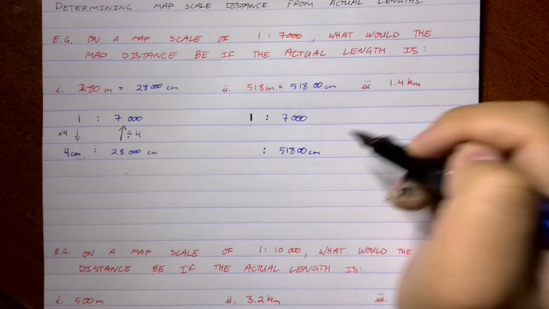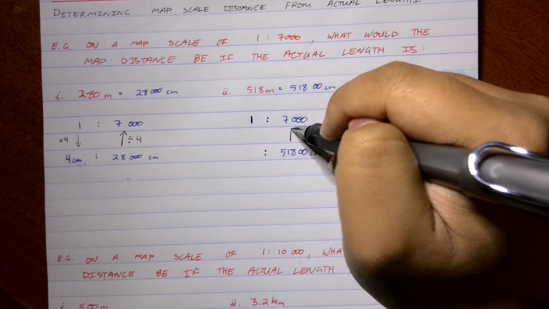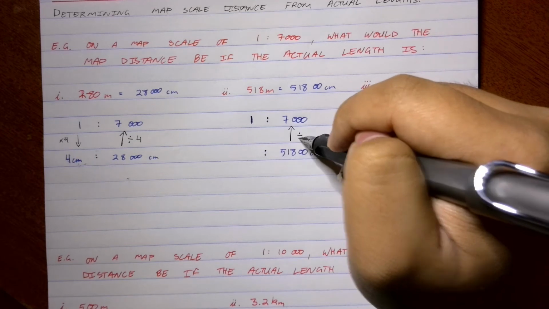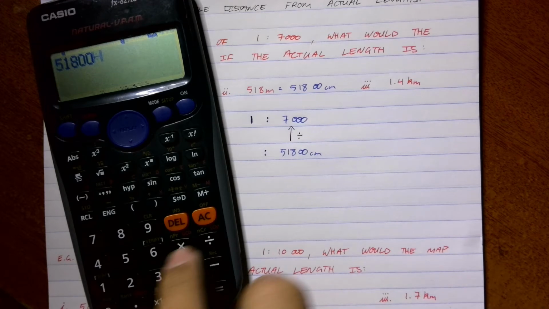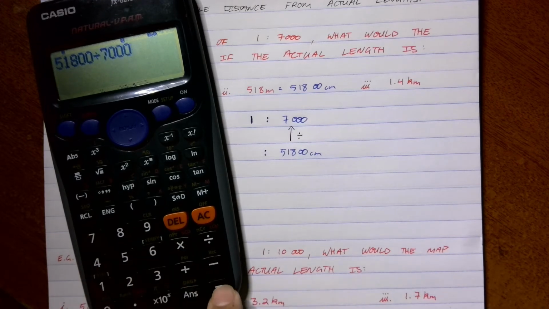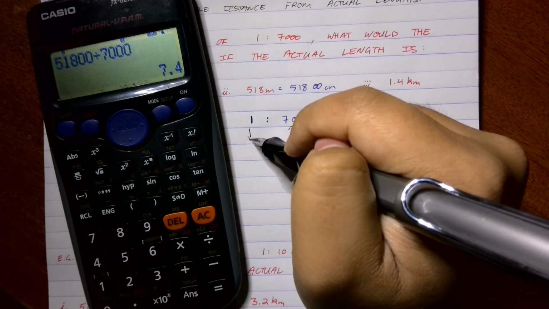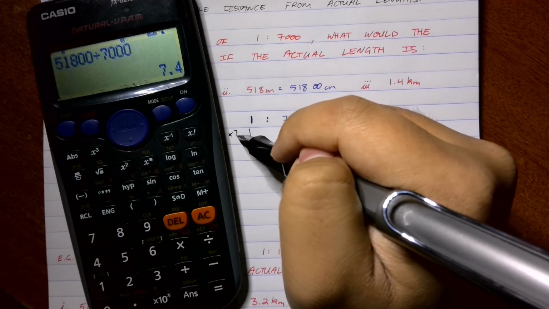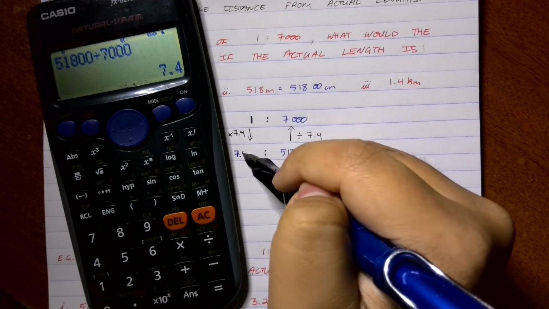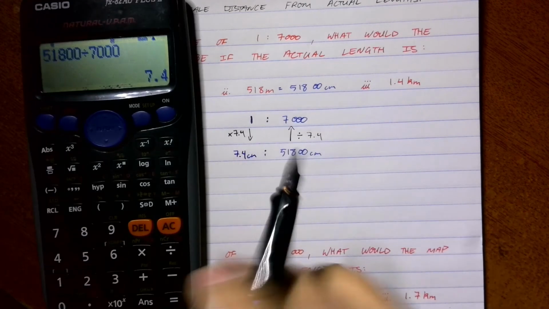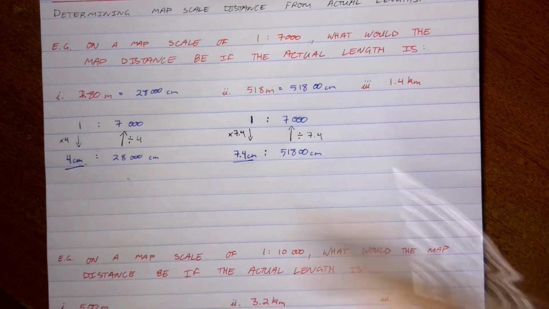51,800 centimeters. How does it become 7,000? Well, we divide. So 51,800 divided by 7,000 gives us 7.4. So, going the other way, we need to times by 7.4. Well, our answer is 7.4 centimeters. There's our answer. Oh, let me just underline this so you can see.